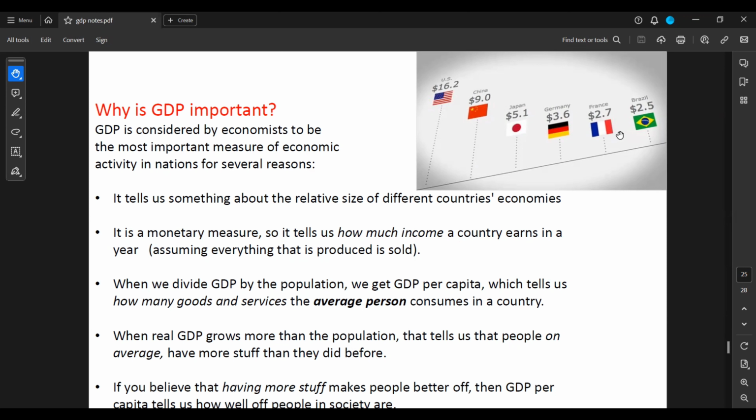When real GDP grows more than the population, that tells us that people on average have more stuff than they did before. And if you believe that having more stuff makes people better off, then GDP per capita tells us how well off people in society are. And as a whole, if people have an enlargement of choice, we should keep in mind that this is related to or referring to economic development. And we cannot have economic development unless there is economic growth. Just to keep in mind.